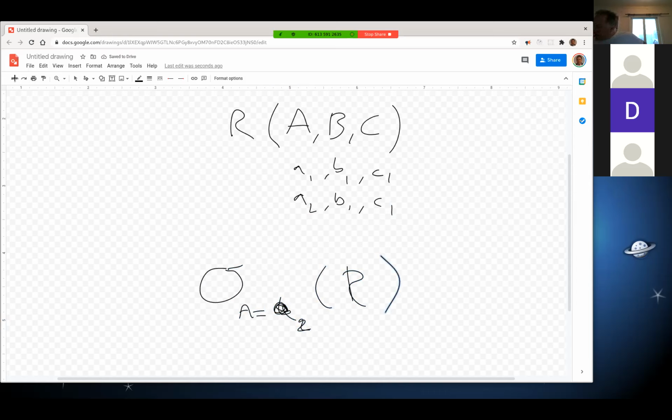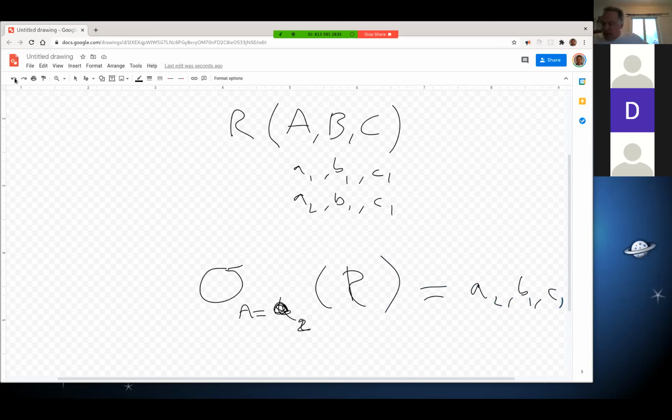This is a little different. Instead of projecting out an attribute, it does an evaluation across the tuples and finds the tuples for which the condition is true. So the attribute A equals A2. That's not true here, but it is true here. So the result is going to be A2, B1, C1. I could write A, B, C here, but I'll just keep it like that. That's the selection operator.